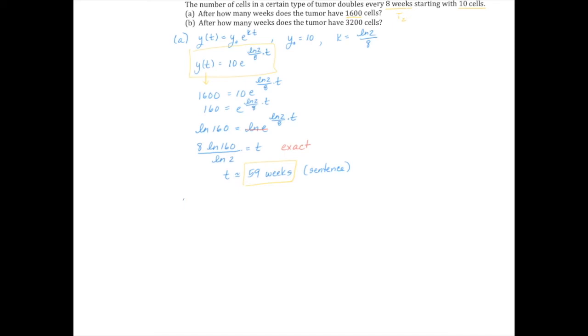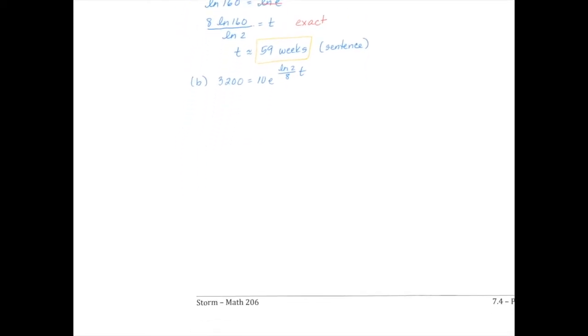So in part B, we're going to be setting the population equal to 3,200 and then solving this exponential equation. So this is exactly what we did in part A. We just have 3,200 instead of 1,600. Okay. So we're going to have 320 is equal to e to the natural log of 2 over 8 times t.